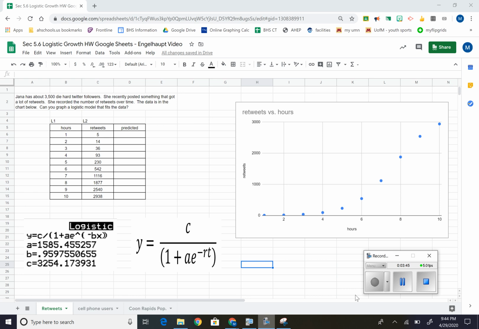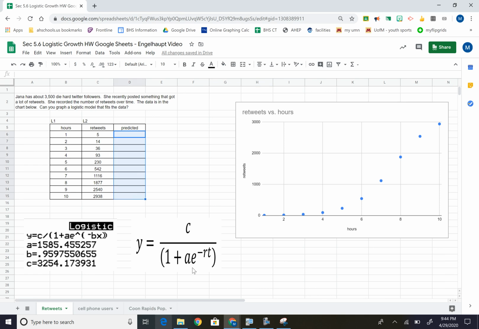Okay, so we want to put this nasty logistic equation into our Google Sheets to show our predicted values. On the left here is what the calculator spits out. The calculator uses A, B, and C, where in the notes I use C, A, and R, and T for time, or x, interchangeably. So we just have to know that R and B are the same thing. I'm going to go to this first predicted cell right here, and I'm going to type an equal sign first.